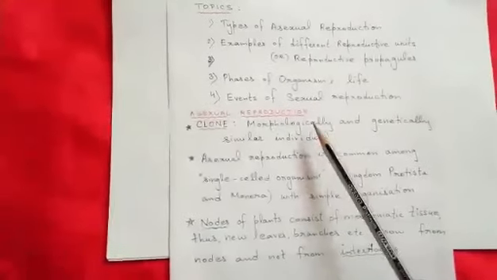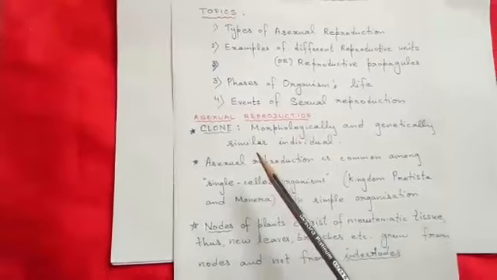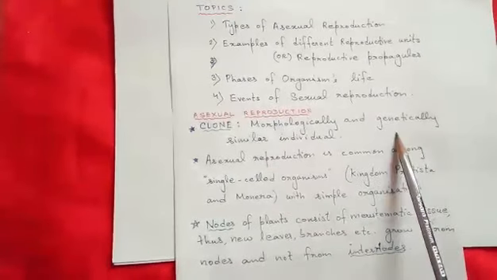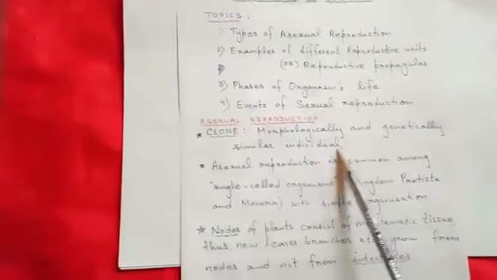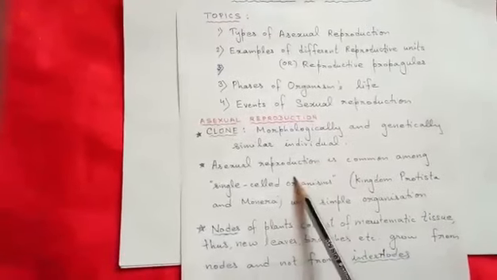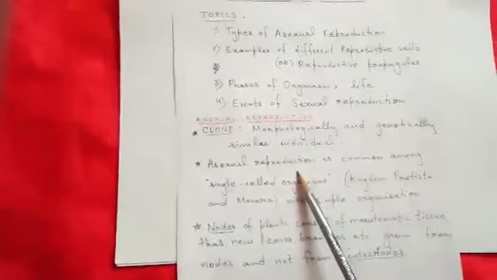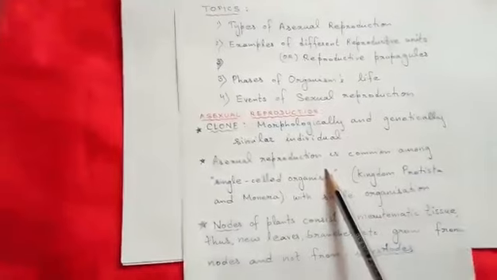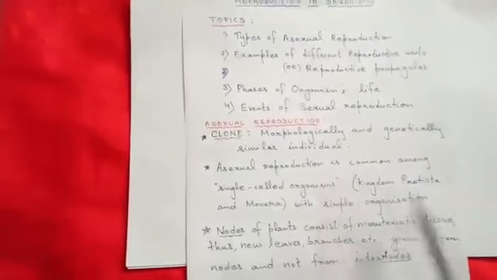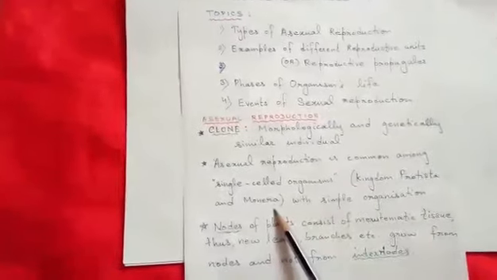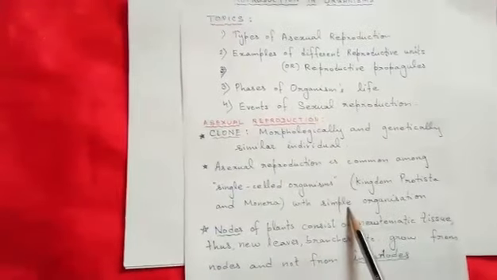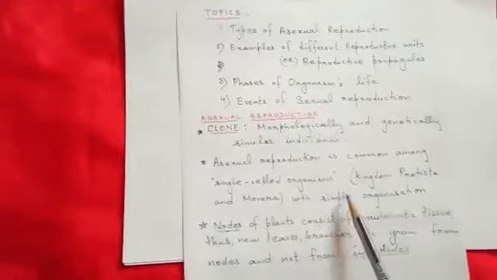So let us start with asexual reproduction, where you need to understand some terms, that is clone, which is a morphologically and genetically similar individual, commonly seen in asexual reproduction, where the progeny are clones of each other. And this asexual reproduction is very common in 2 of the kingdoms, that is Protista and Monera, where the body organization is very simple, as they consist of unicellular organisms.